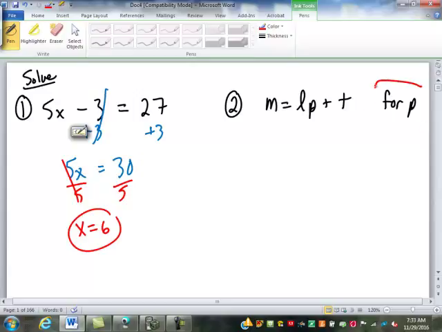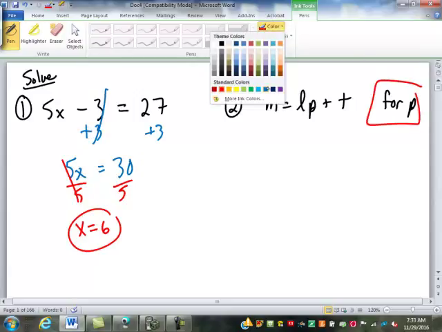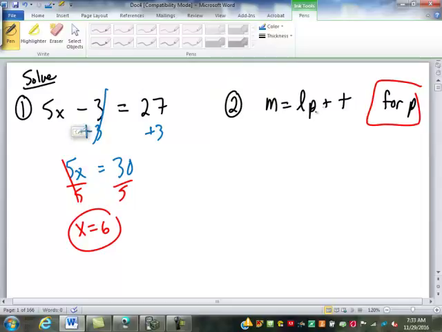Now over here, we're asked to solve for p. What's the first thing we have to do? We have to get p by itself, obviously. So we have to get rid of the L and the T. We have to subtract T. So M minus T is just M minus T. Over here, the T cancels out, and I just have LP.